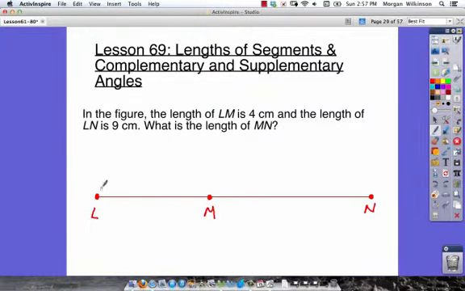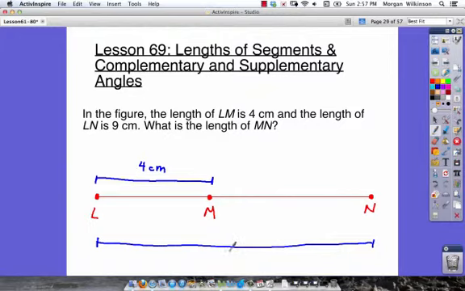So this one, if we look at L to M right here, that's 4 centimeters. And the length of L to N is 9 centimeters, so L all the way to N. If we look at this in total, this whole thing is 9 centimeters. What we have to do is figure out what is the length of MN. Well, if we want to figure out the length of M all the way over to N, we know the total must be 9 centimeters.